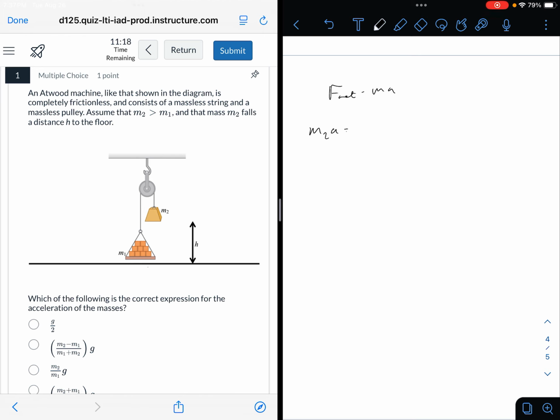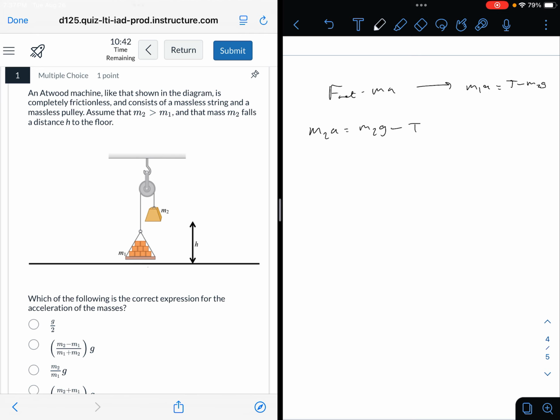F net equals MA, so M2 times A, that's mass 2 times acceleration. That's the F net, which is going to equal the sum of the forces. So M2G, the Fg, minus Ft. I'll just say it's T. And then for M1, F net equals Ma, so M1 times A is going to equal T minus M1G. I change the signs because I'm essentially looking at the magnitude.